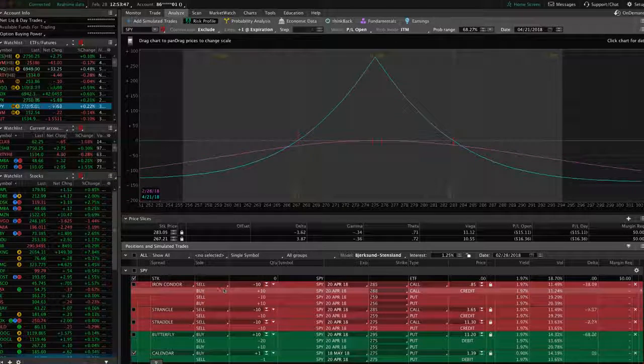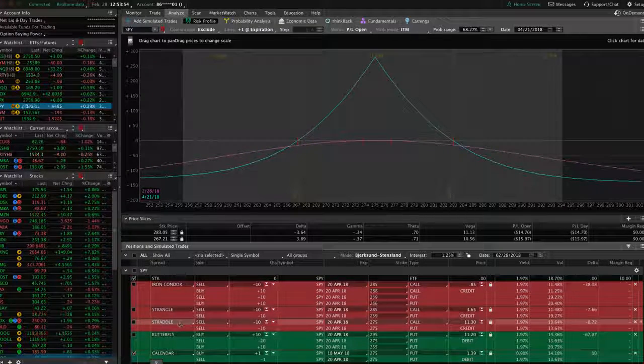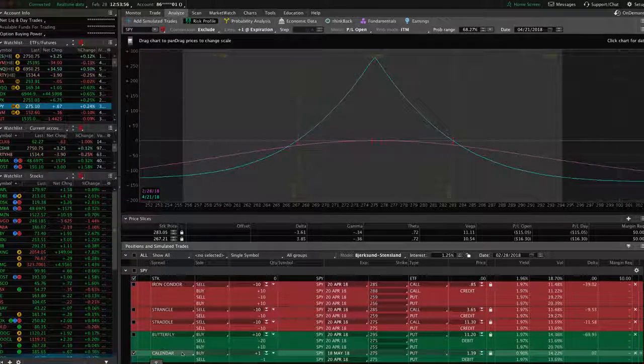So those are the top 5 income strategies that we use to generate consistent income. The iron condor, the strangle, the straddle, the butterfly, and the calendar spread.